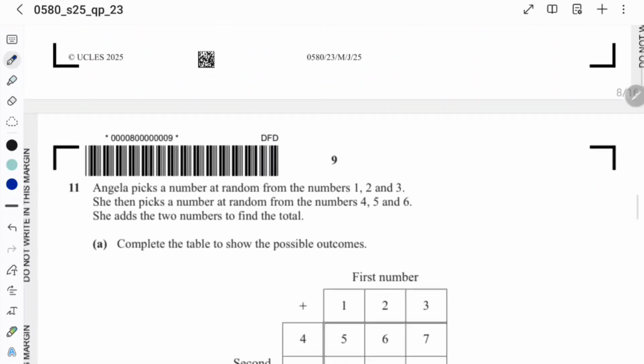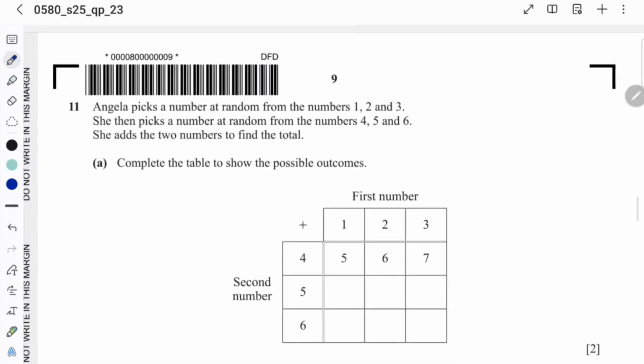Move to the next question, question number 11. In question number 11, you can see a possibility diagram of addition is drawn already, which is incomplete. Angela picks a number at random from the numbers 1, 2, 3. She then picks a number at random from the numbers 4, 5, and 6. She adds the two numbers to find the total. Complete the table to show the possible outcomes.